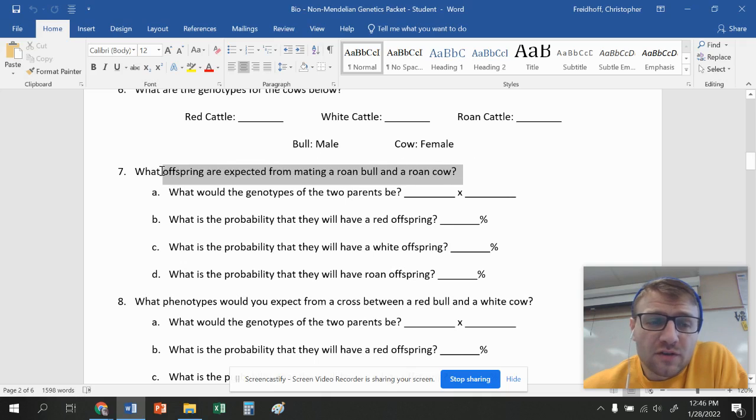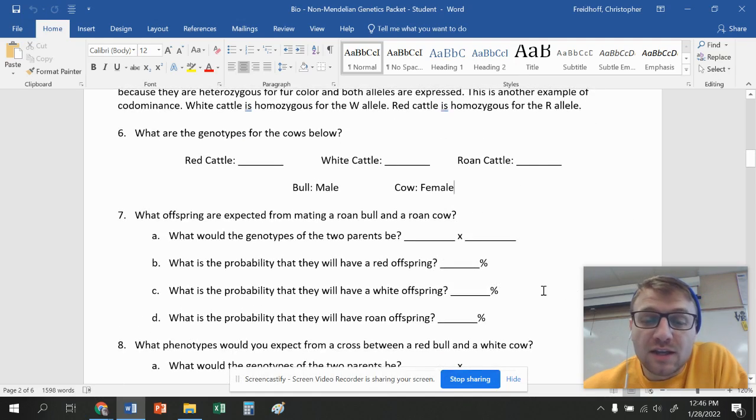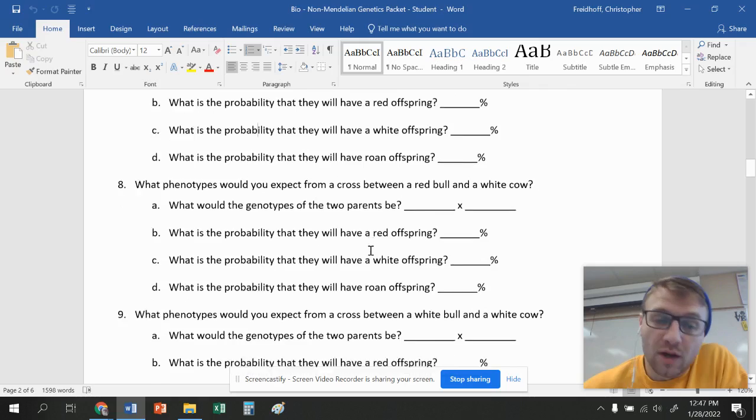So let's go over the first one. It says what offspring are expected from a mating of a roan bull and a roan cow. Remember, bulls are males and cows are females. These are two RW, so you put RW here and RW here. You do your Punnett square, and you'll see you get 25% that are red, 50% that are roan, and 25% that are white. These heterozygous ones have a different phenotype. They're going to be both red and white, not one of those colors.